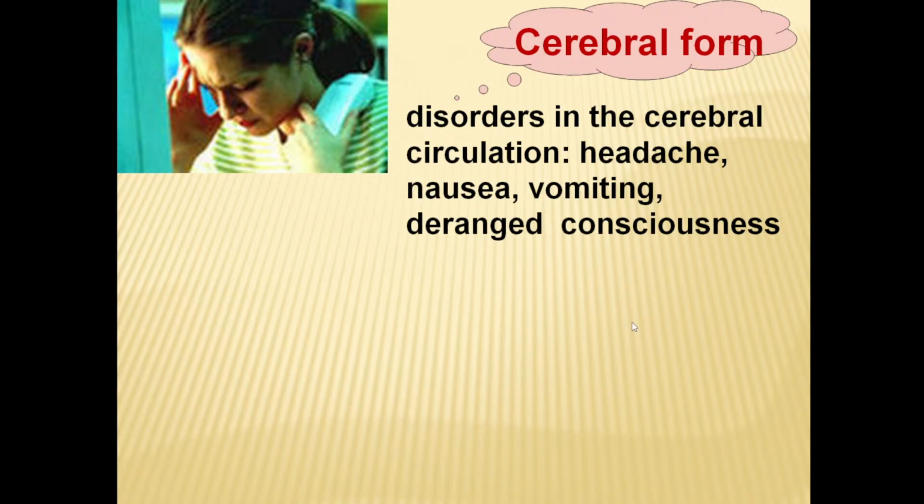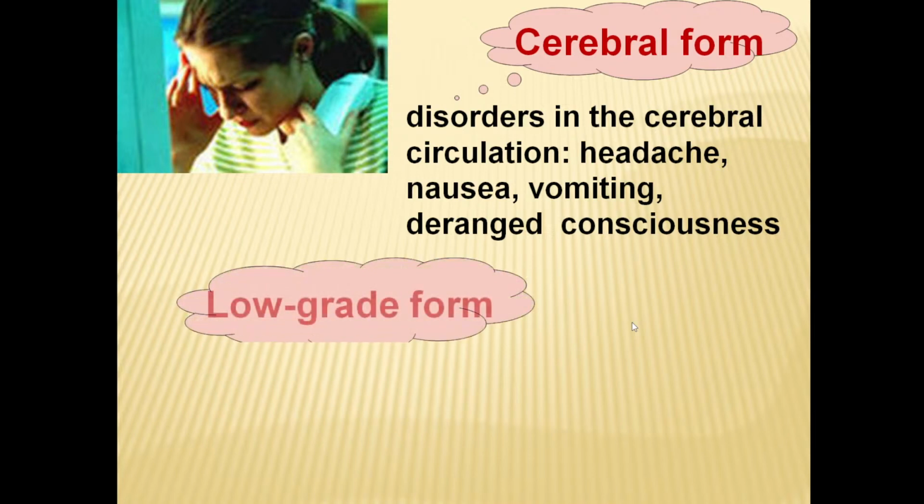Cerebral form is when signs of disordered cerebral circulation come to the first plan, such as headache, nausea, vomiting, sometimes deranged consciousness, but again, it must be correlated with blood pressure or with pathology of the heart. And again, I remind you why it is needed to examine the patient completely, especially if you see the patient for the first time.